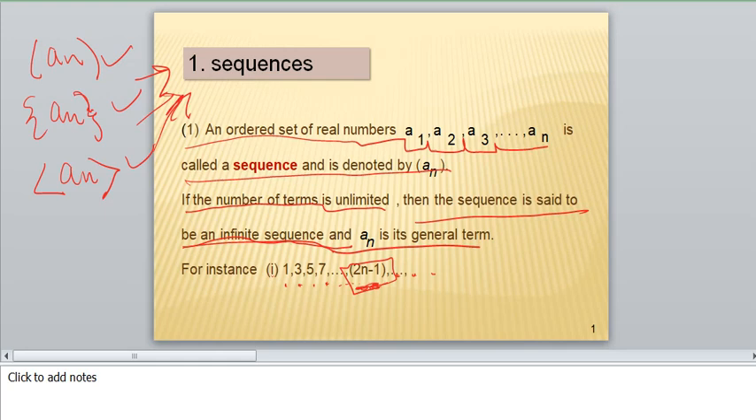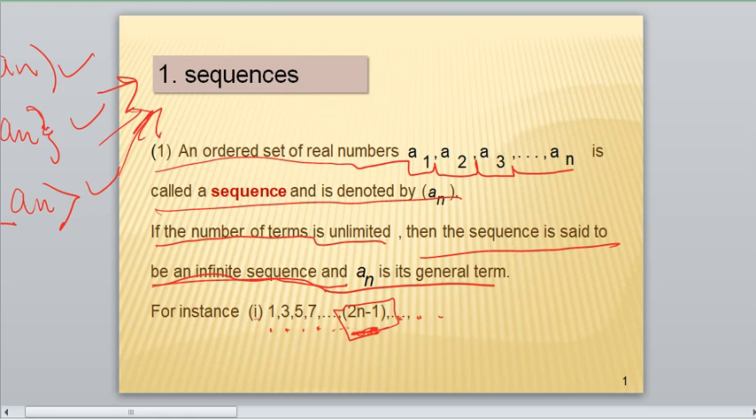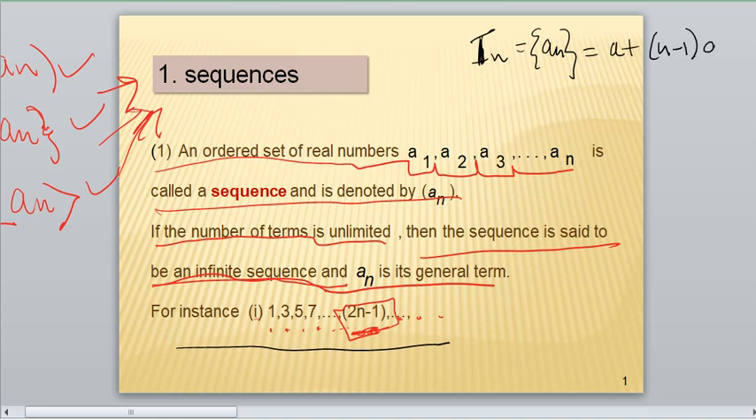So how did they get the nth term? Very simple. Look very carefully. This is how they have got the nth term Tn. The numbers that are going on over here form an AP. So how do you find the nth term of an AP? It's given as Tn, or an, is equal to a plus n minus 1 d.